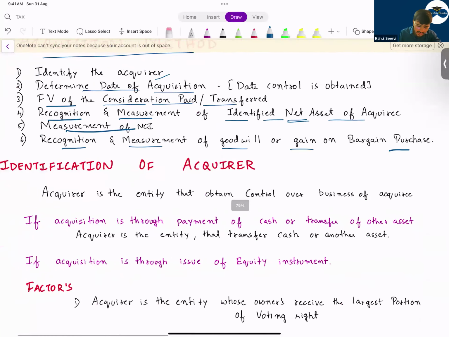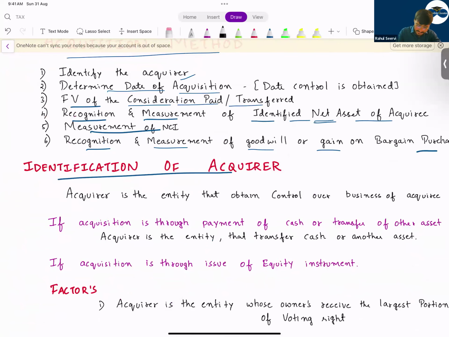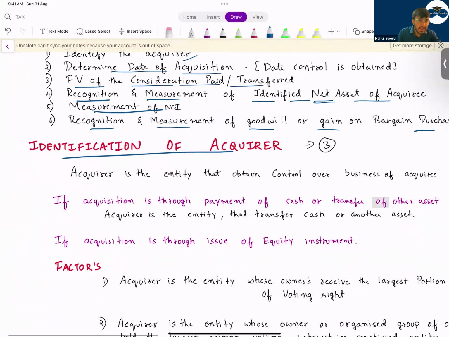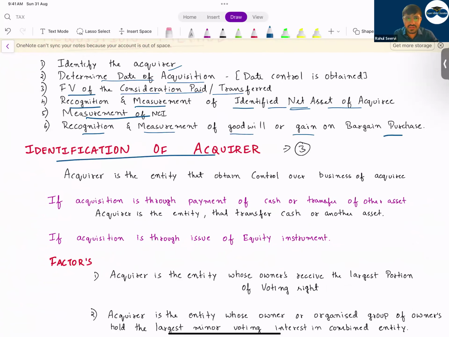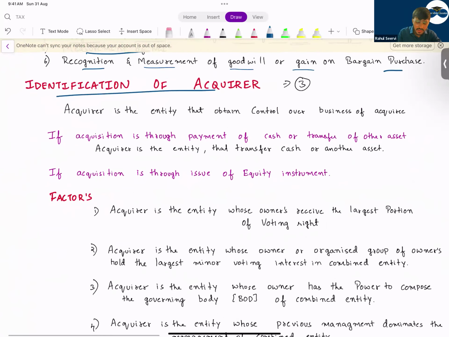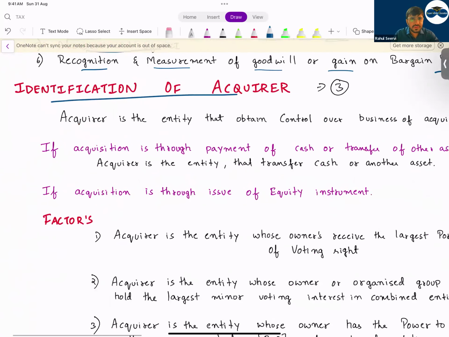Then coming to the next, identification of the acquirer. The third important theory question. Now a lot of times you would have seen that I say if you receive this question, you are very lucky in the exam. Very lucky. Identification of the acquirer: you just have to identify which entity is the acquirer.